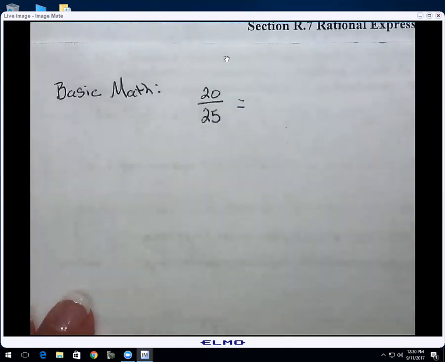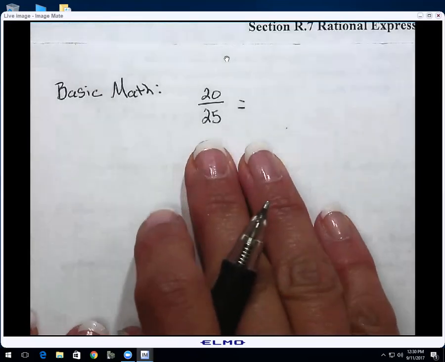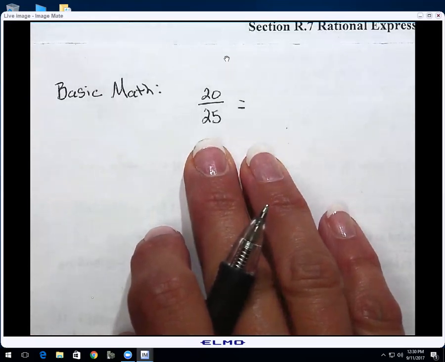You'd find a... What's that word? I want the biggest number that'll go into both numerator and denominator. What's that called? Greatest common factor. The same thing as when we're factoring polynomials. We look for the greatest common factor, which in this case would be 5, and then we would divide both the numerator and denominator by that.